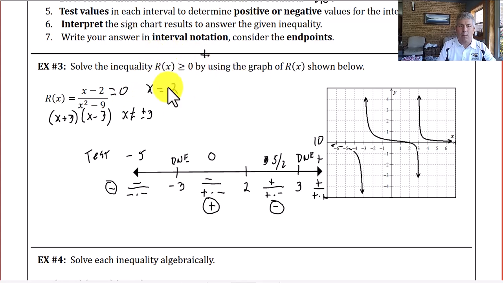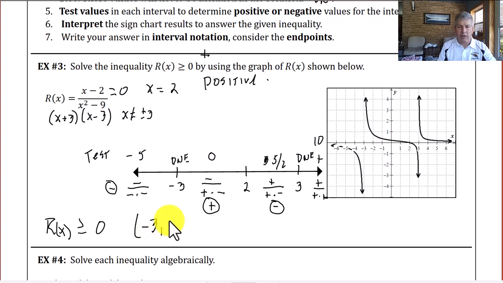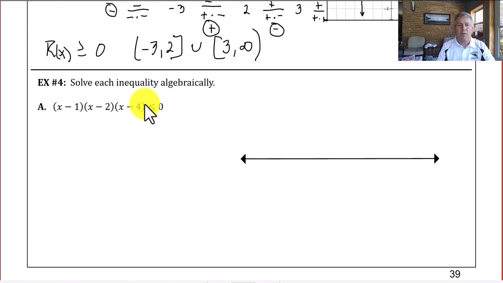So since I want positive values, I'm going to want the values between, so r of x is greater than or equal to 0 from negative 3 to 2 inclusive, in union with 3 to infinity.